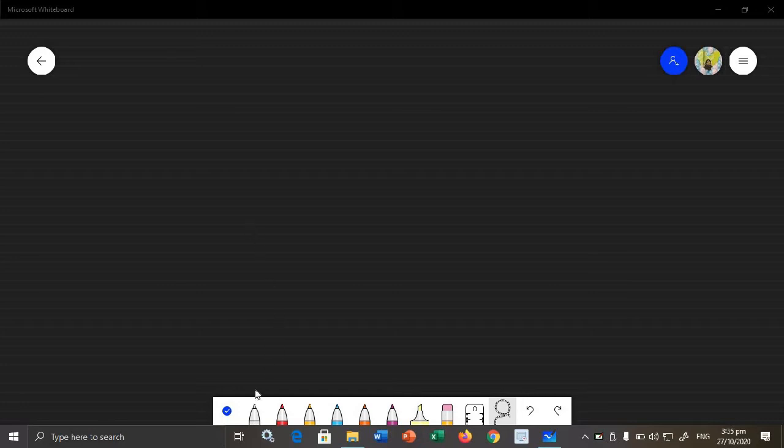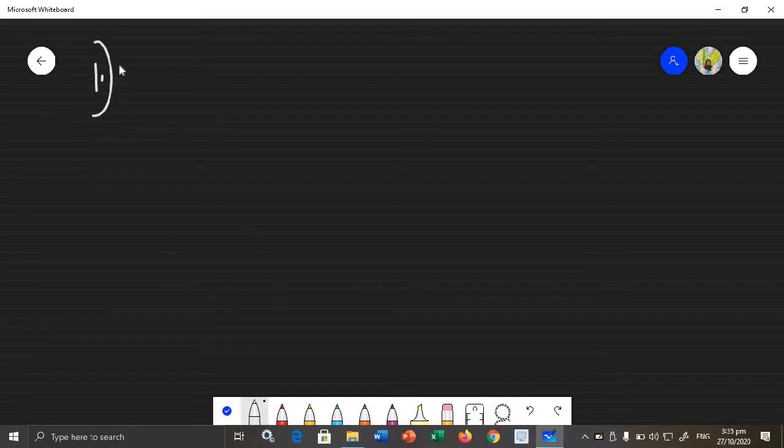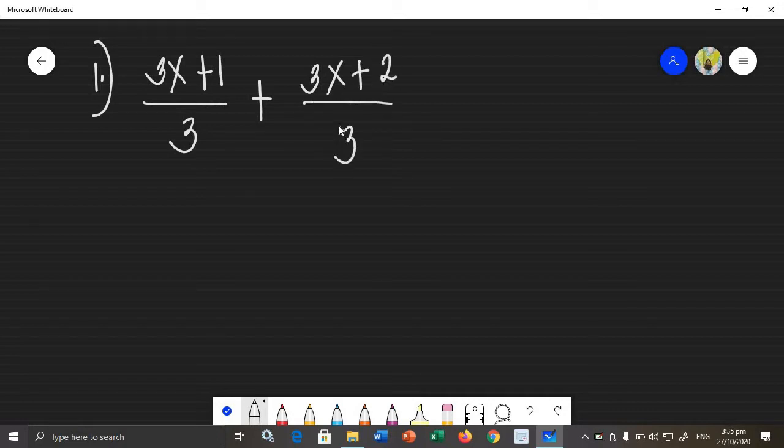So let's try to solve this example. Let's say we have (3x + 1)/3 + (3x + 2)/3. As you can see, these are rational algebraic expressions that have the same denominator. The denominators are both 3. If this is the case, then according to the rule, we will just be rewriting the given over a single denominator. So, how do we do that?